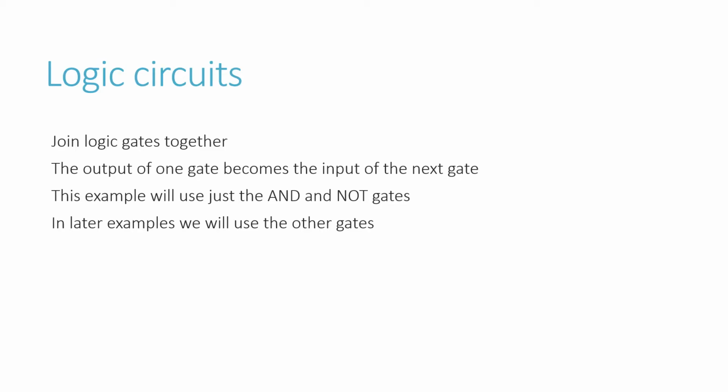Logic circuits are made when we join logic gates together. That means that a wire or channel goes from one gate to the next. So the output of the first gate becomes the input of the next gate. In all the examples in this lesson, we'll use just the AND and NOT gates, but in later examples, we'll use the full range of gates.